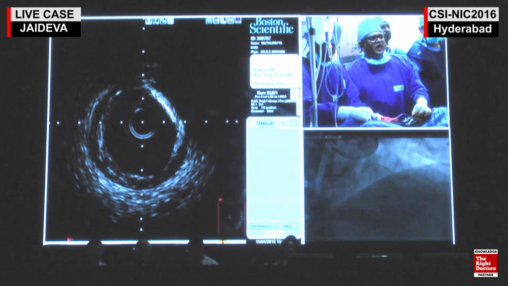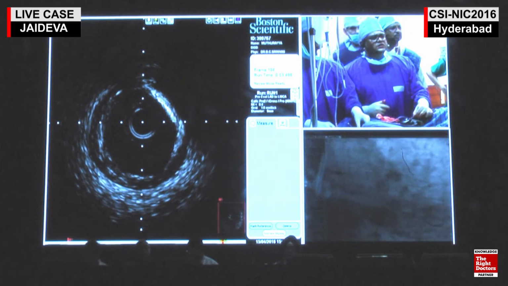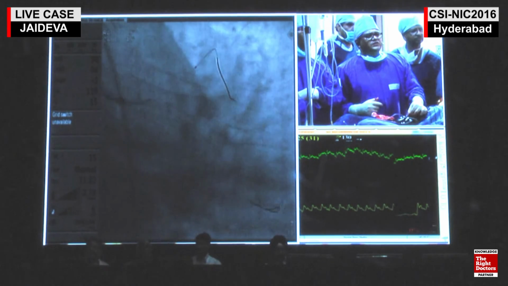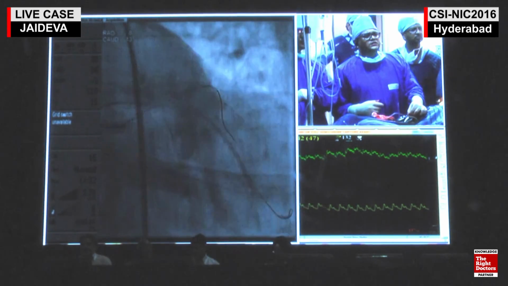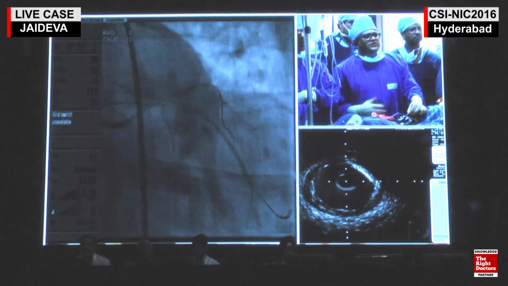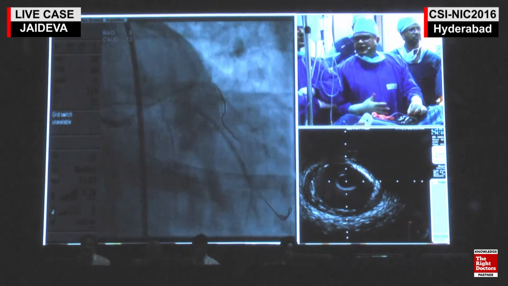So this is the wire which we did put across the LAD. Next view, please. RCA is normal in this. Next view, please. This is the IVUS catheter across the LAD. Next. And here is where the problem started. The patient started deteriorating. We did give intracoronary adrenaline.